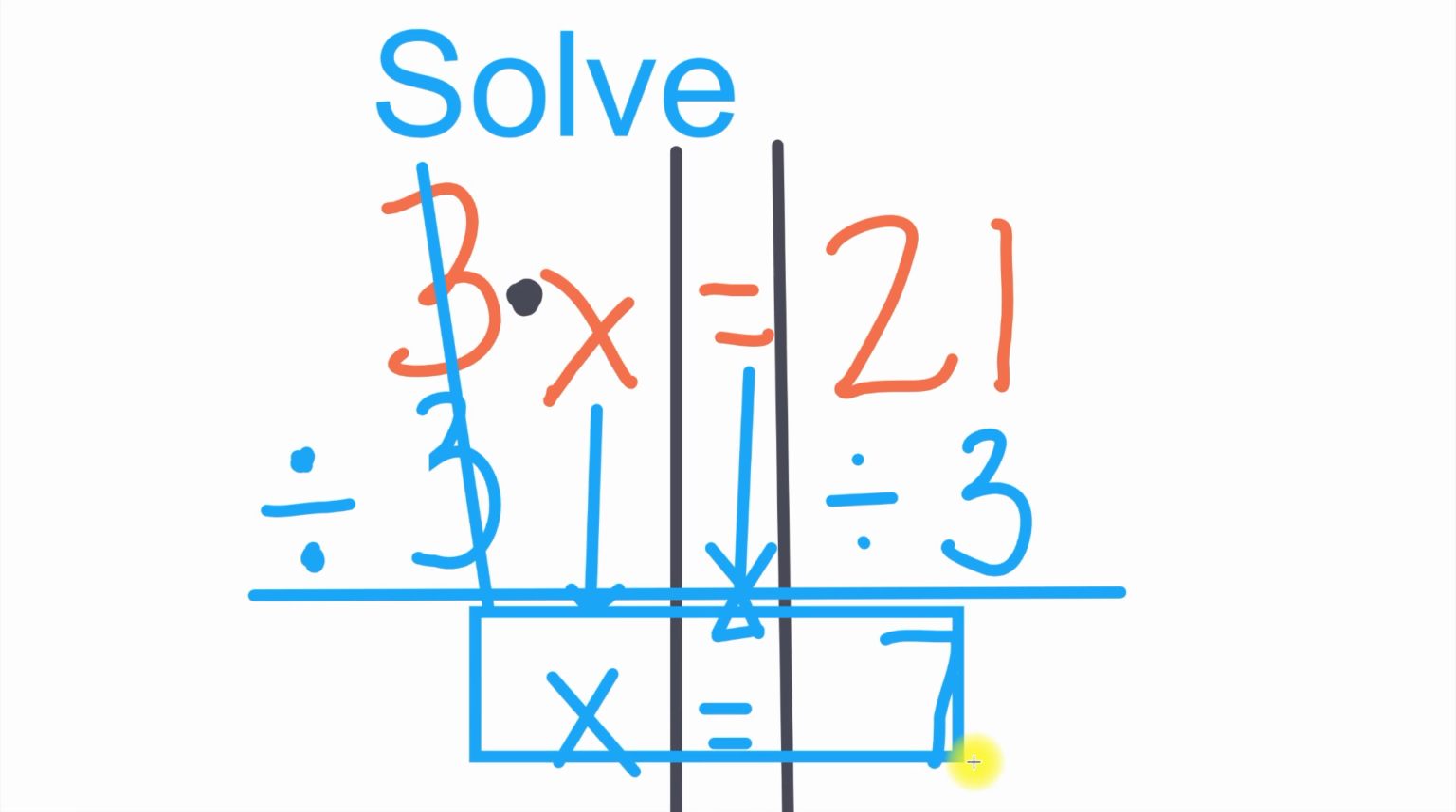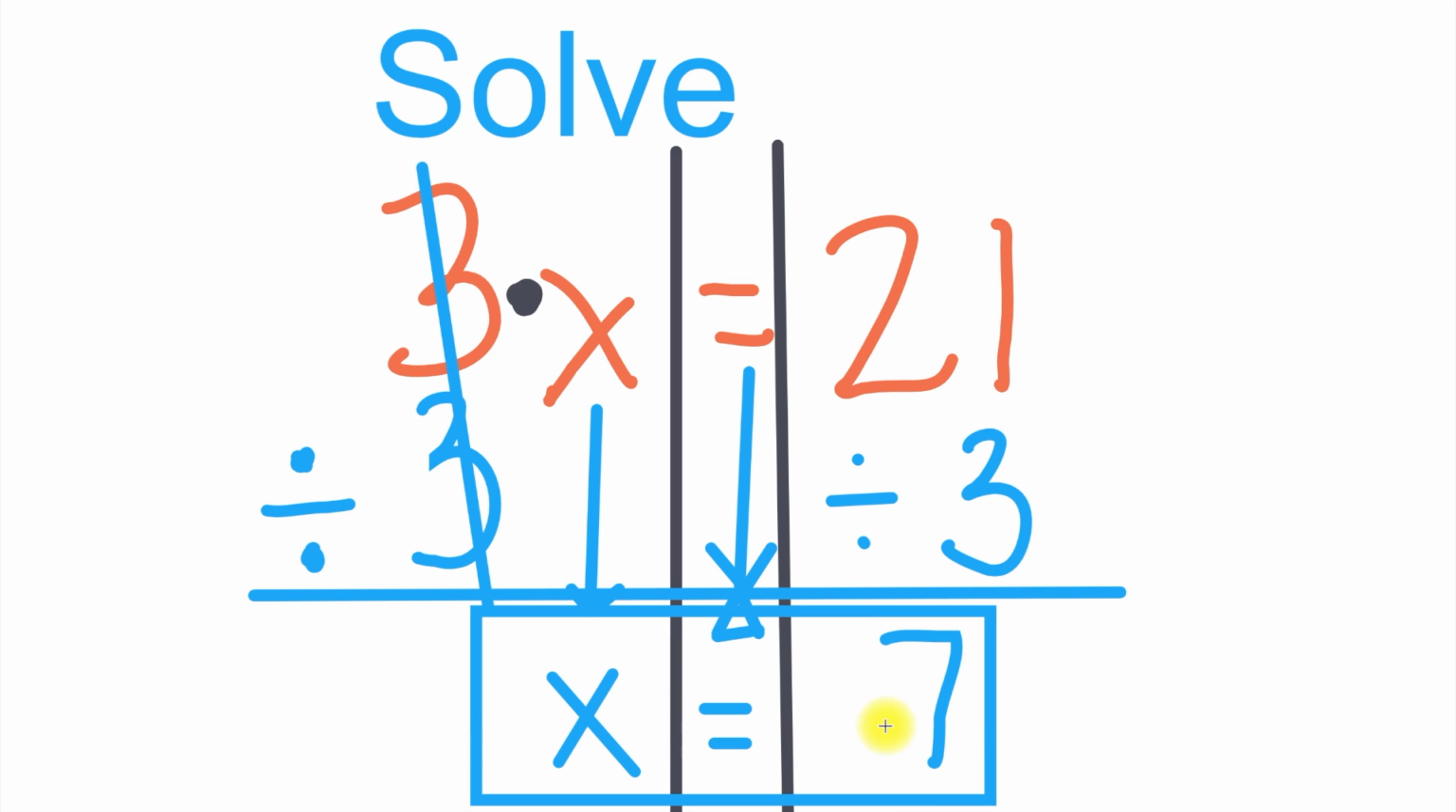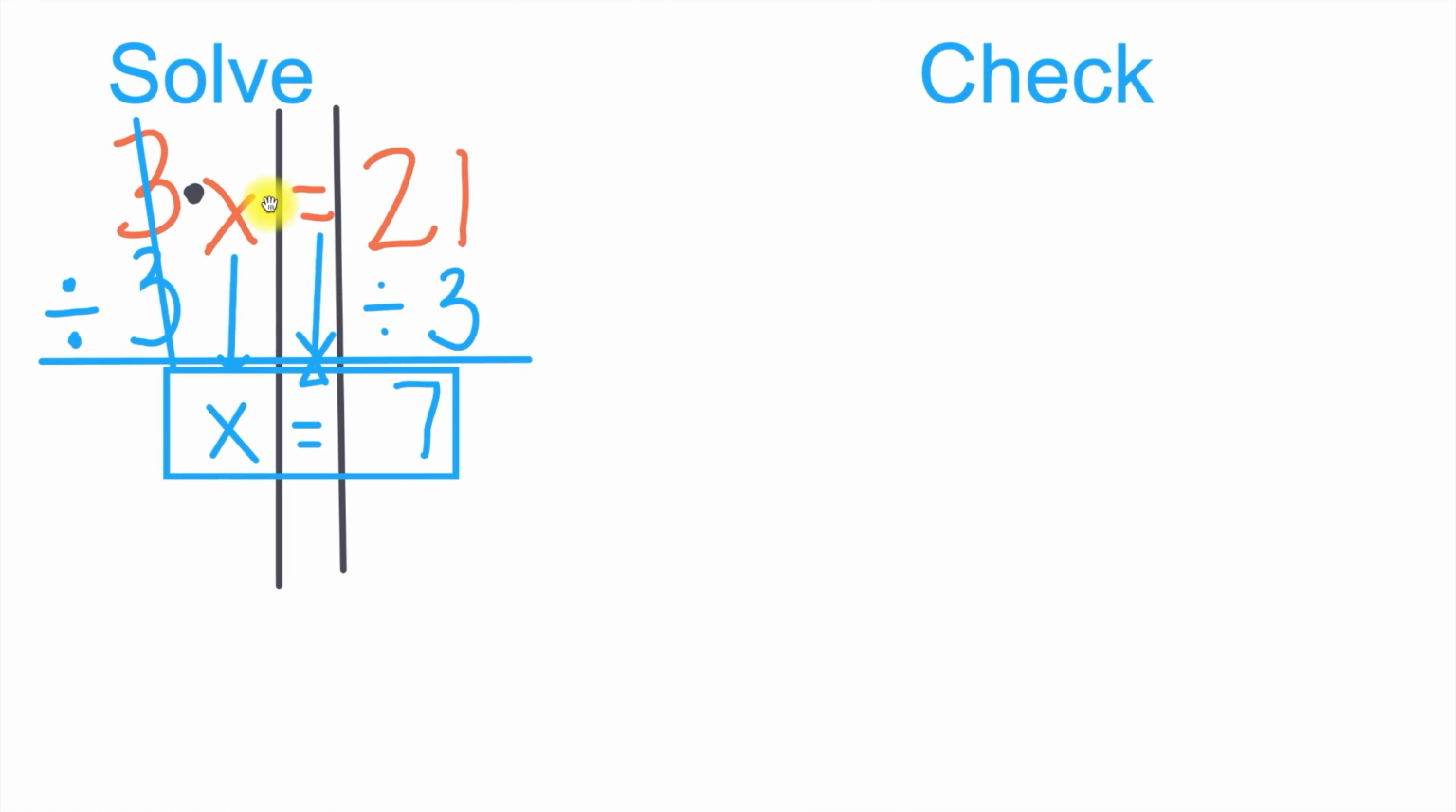So therefore, the value of the solution is x equals 7. Now what we can do is we can take this and plug this value in for our check to make sure that it's correct. So let's zoom back out. And our check is going to start the same exact way as our solve part did.